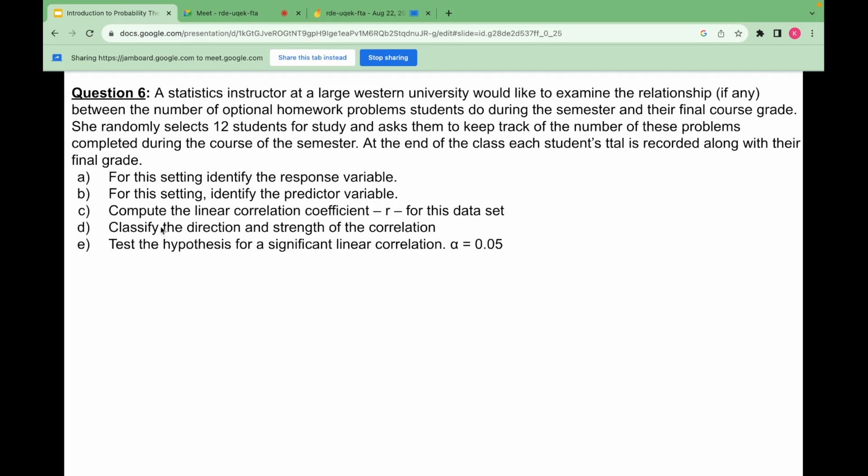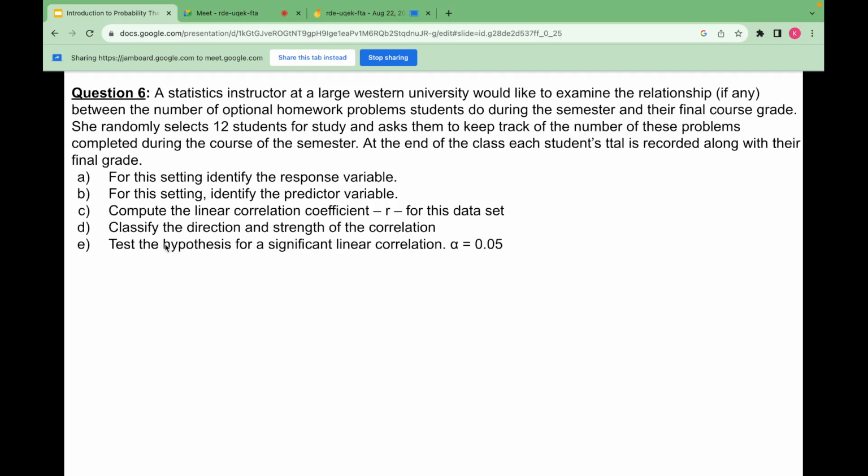Next question was classify the direction and strength of correlation. So direction is positive and the correlation coefficient value is 0.885, which lies between 0 and 1. When it is close to 1, then it is a strongly positive correlation, but since it is 0.885, we can say it is a moderate positive correlation.